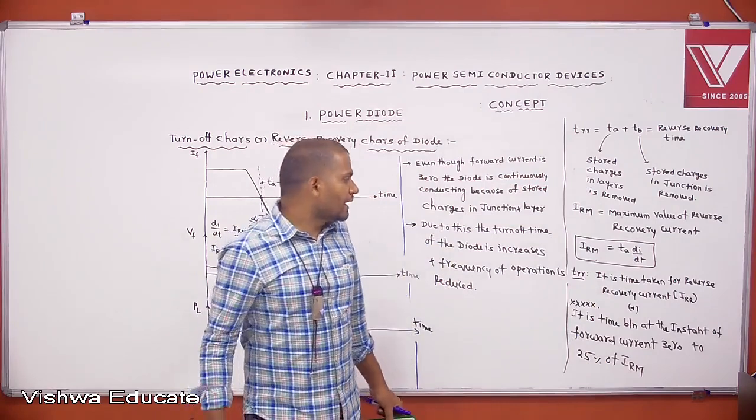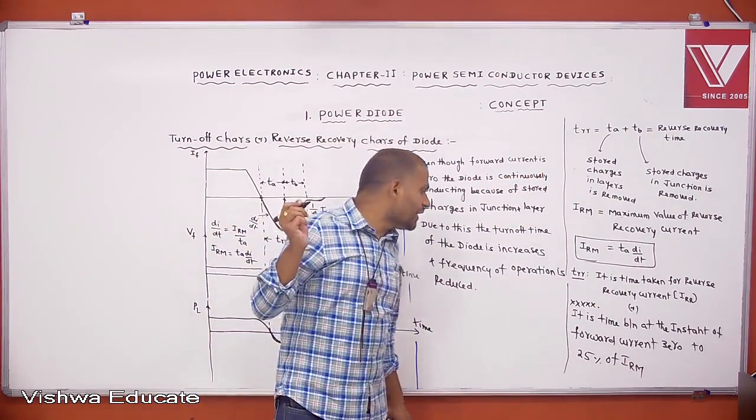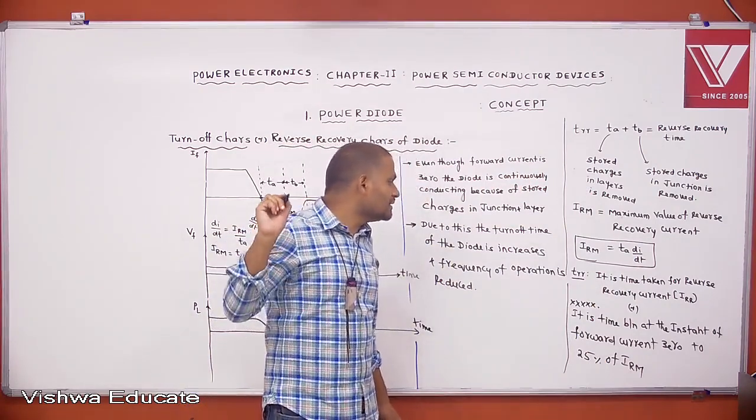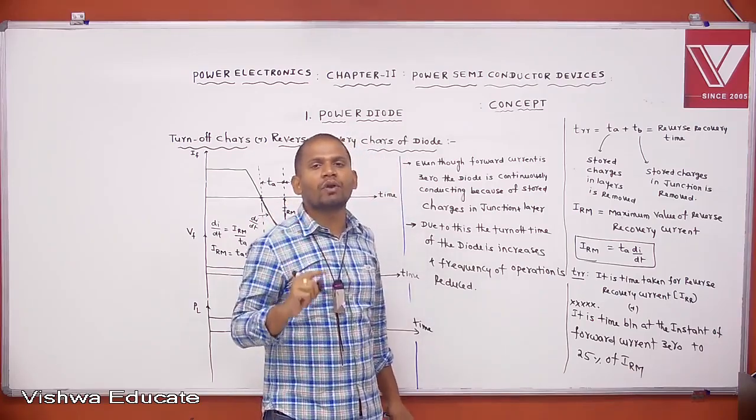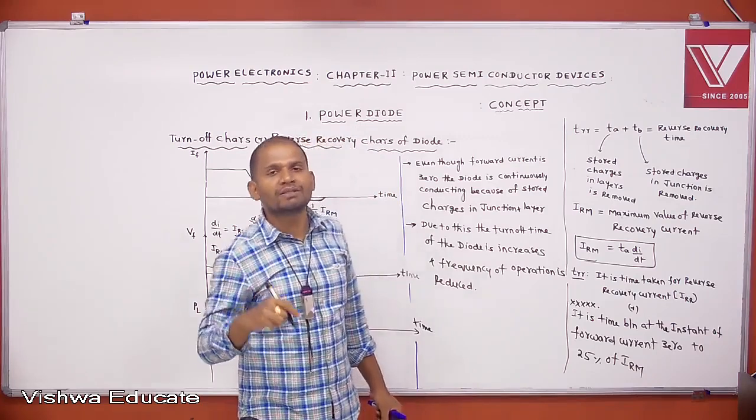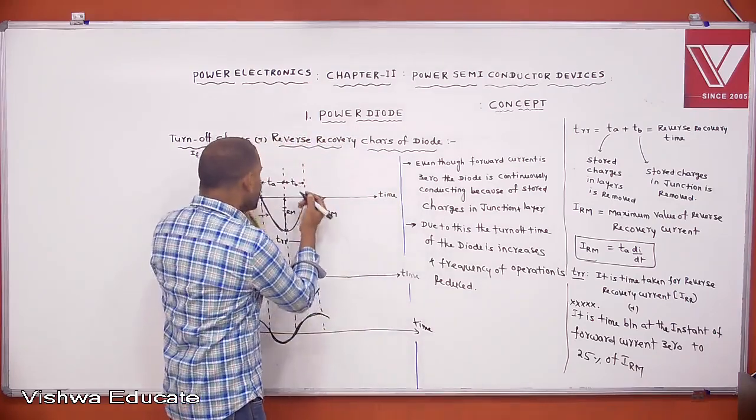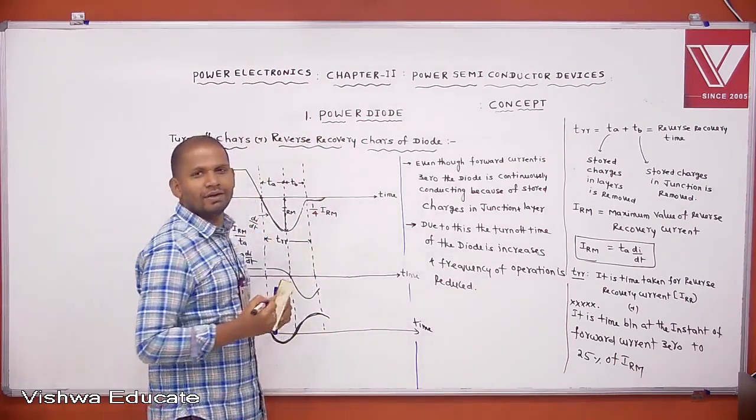The reverse recovery time of the diode is defined as the time between the instant of forward current 0 to 1 by 4 IRM. 1 by 4 IRM means 25% of IRM. This time is taken as the reverse recovery time.